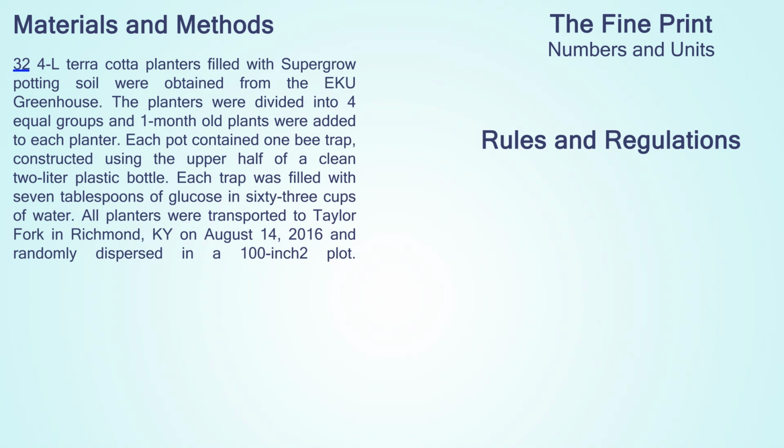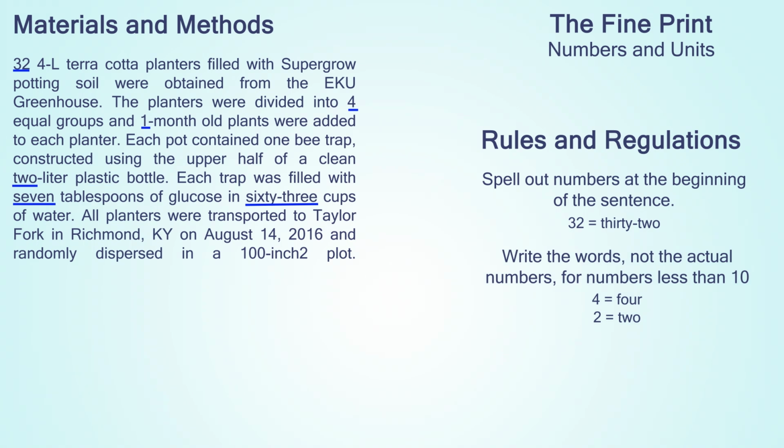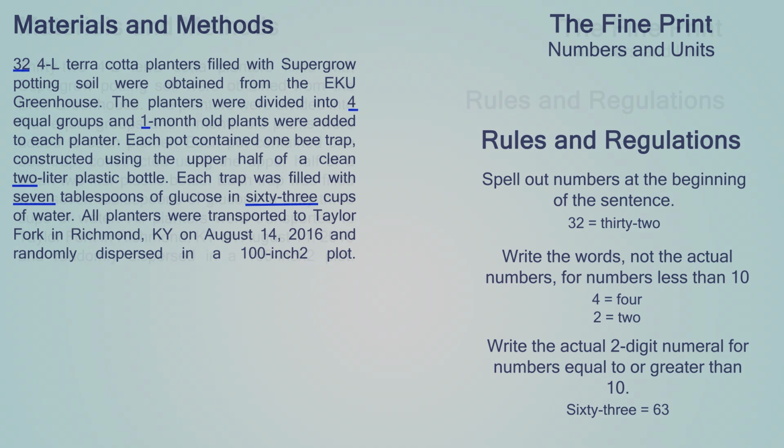Rule number 2 states to write the word, not the actual number, for numbers less than 10. For example, the numeral 4 should be written as the word four. However, you'll see that I only underlined one numeral. There's a second part to Rule 2 that instructs to write the actual number and not the word when the number is used as an adjective.